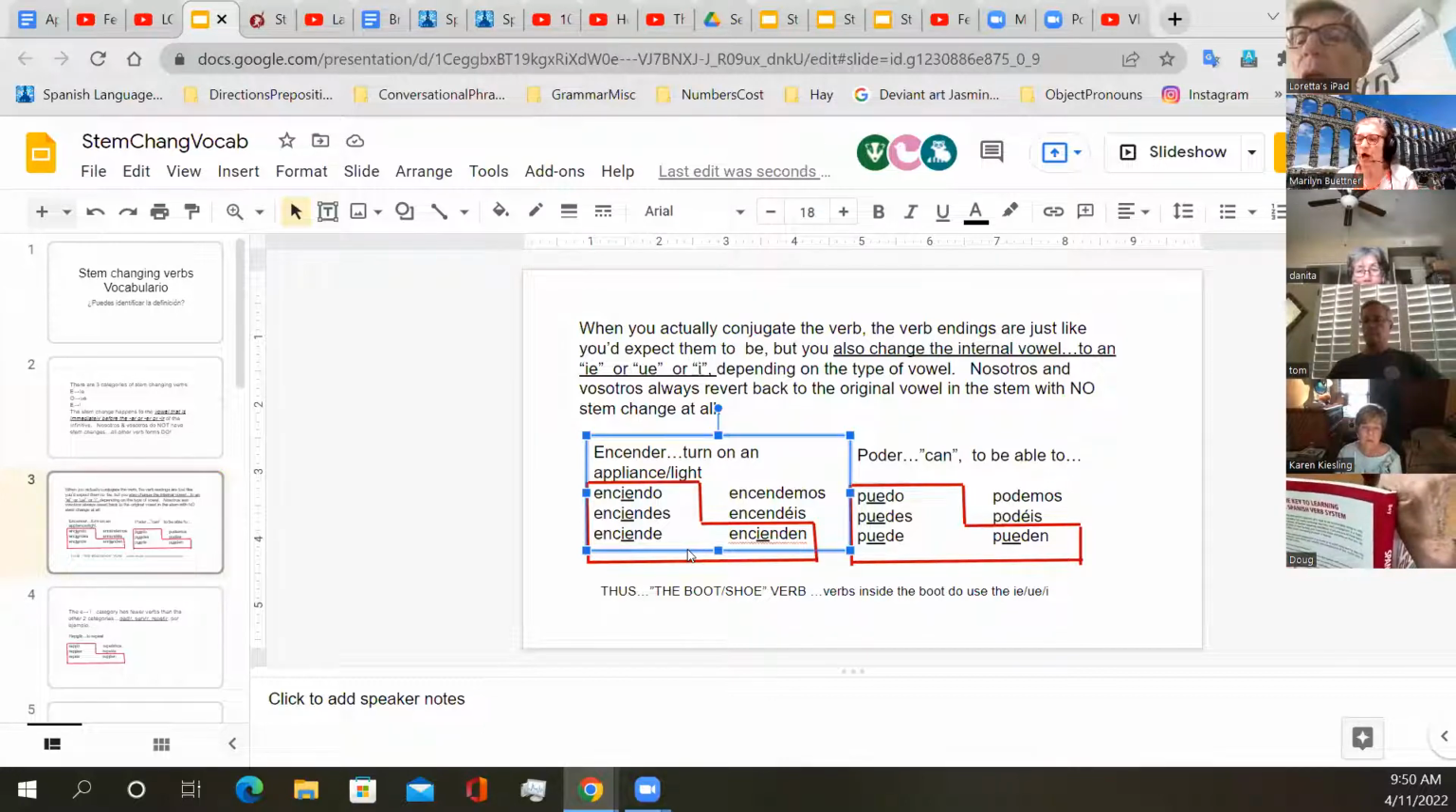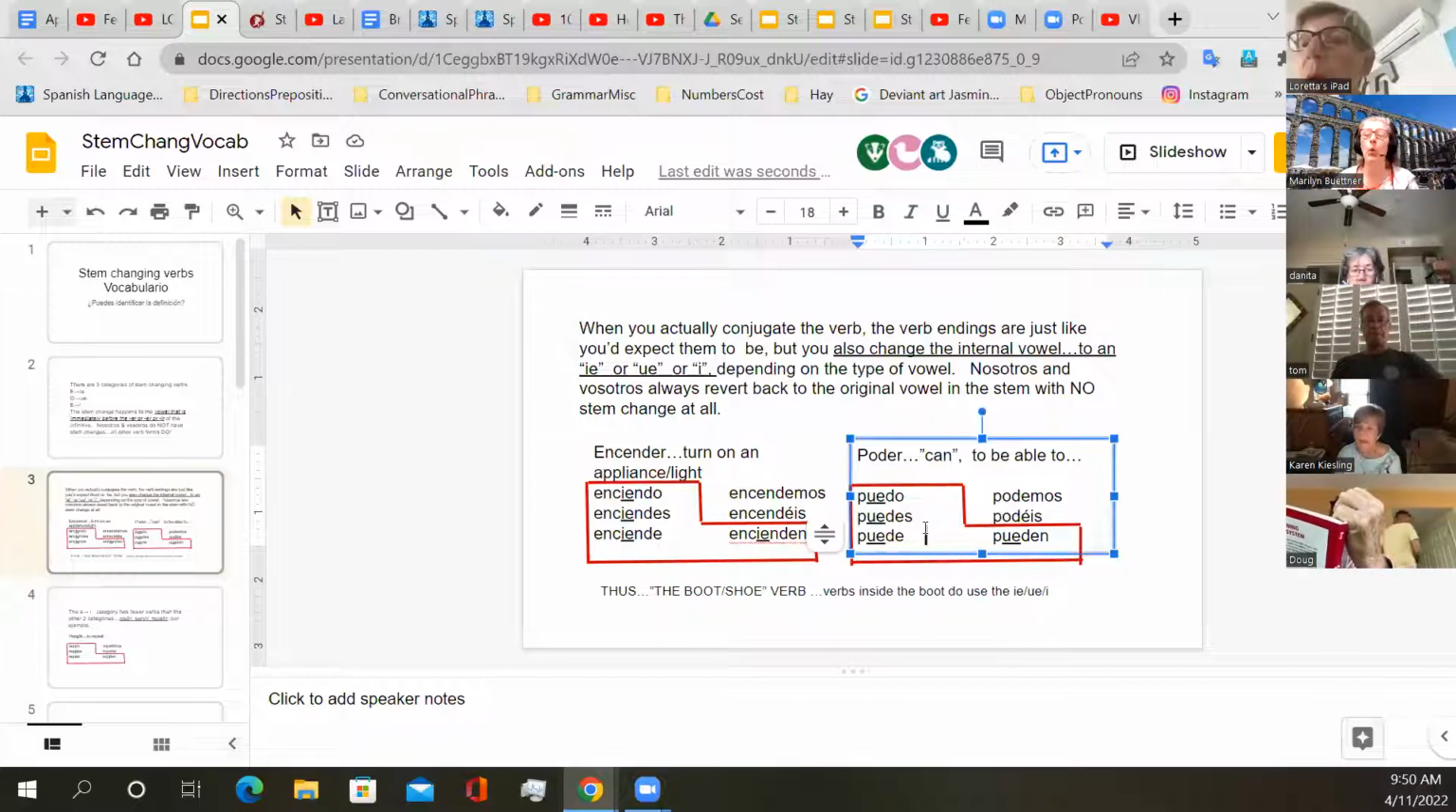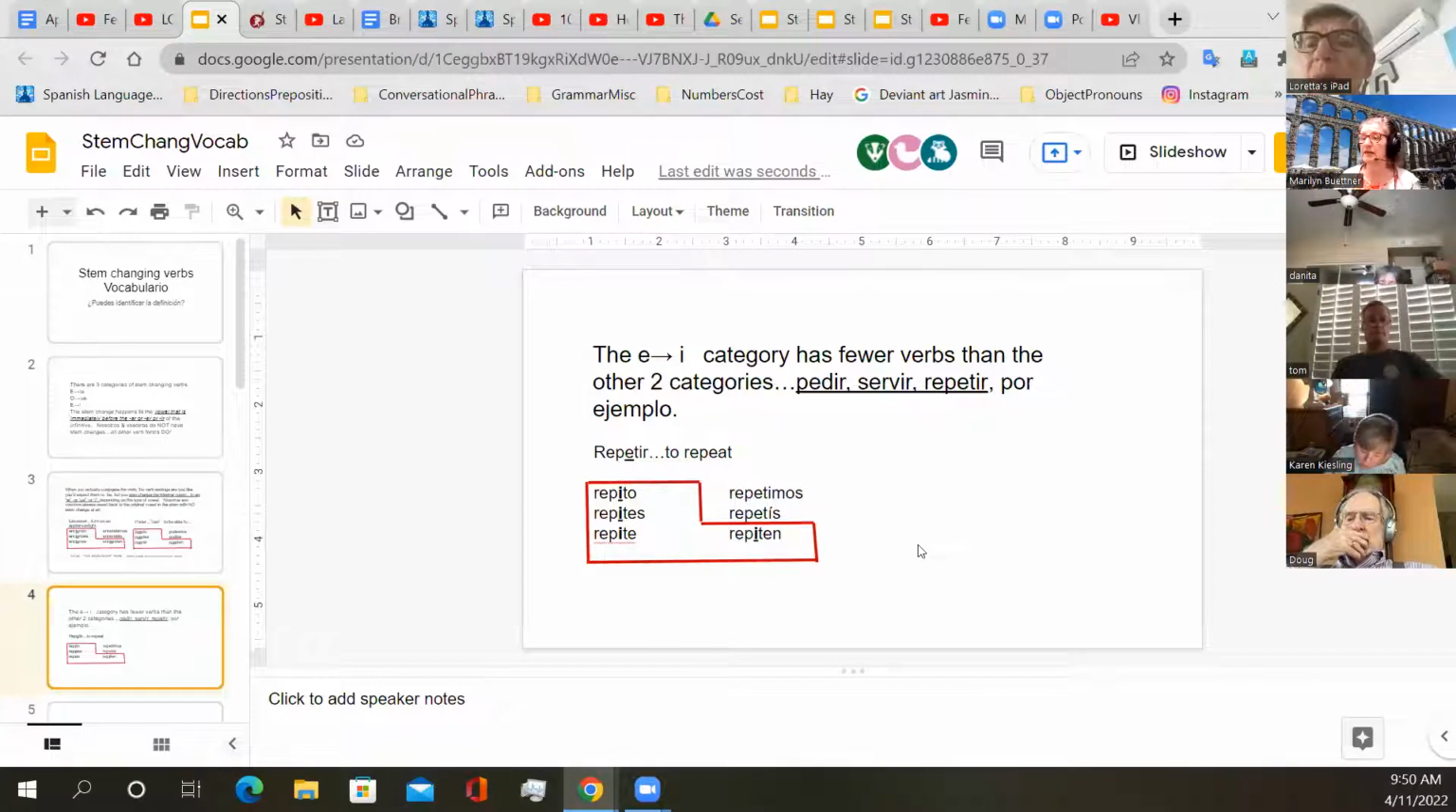Enciendo, I'm turning something on, right? Enciendes, enciende, encienden. Okay, but encendemos, no stem change. Poder, you need to hear that ue sound in there. Puedo, puedes, puede, pueden. Okay, but then when we look outside the shoe, it's podemos. Okay, bien? Vale.